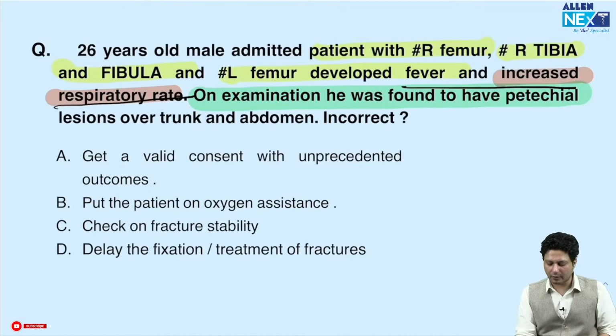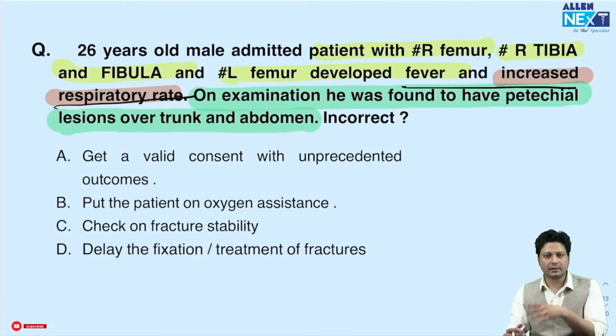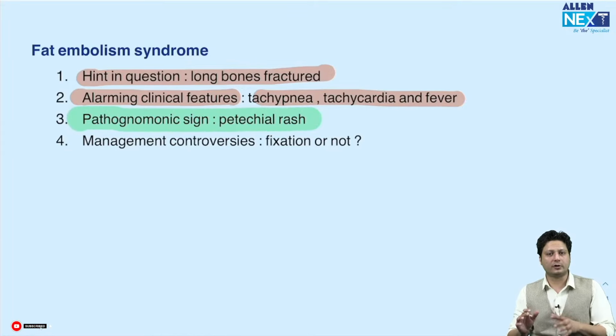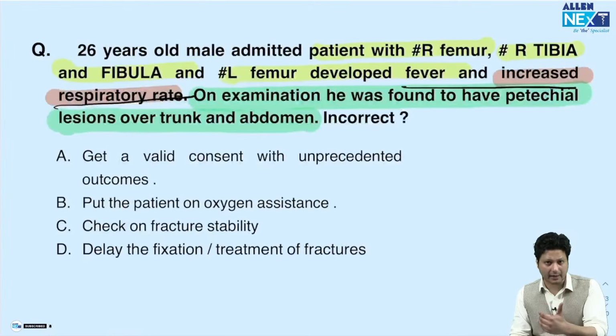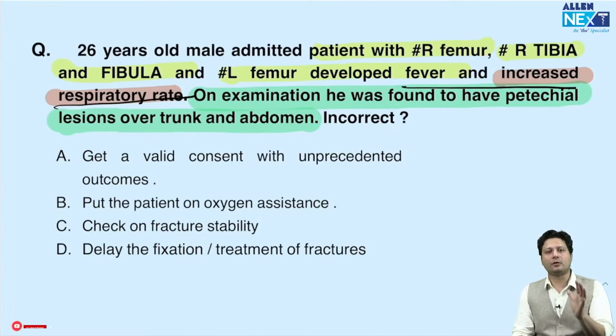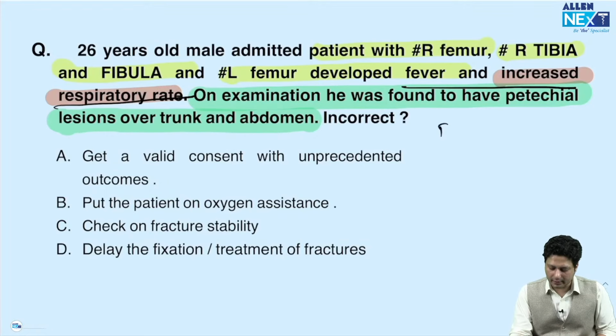Now, on examination, he was found to have a petechial rash over trunk and abdomen. That means it is confirmed that the patient is suffering from fat embolism syndrome. If you further try to confirm it, the pathognomonic sign for fat embolism syndrome is the presence of the petechial rash. All right. So what are the sites? It is abdomen, trunk, conjunctiva as well as retina. So which of the following is incorrect for the condition? So first of all, the condition you have already diagnosed is fat embolism syndrome.